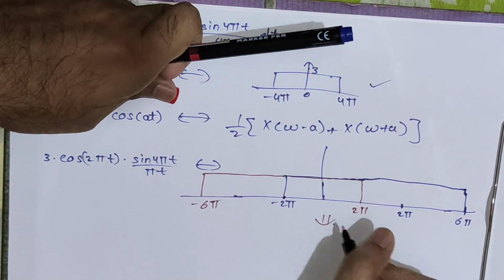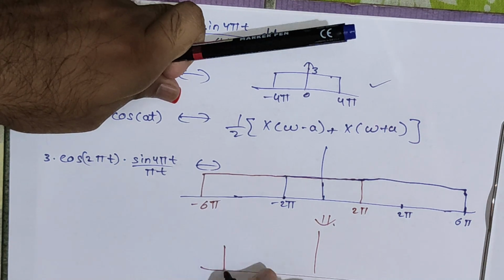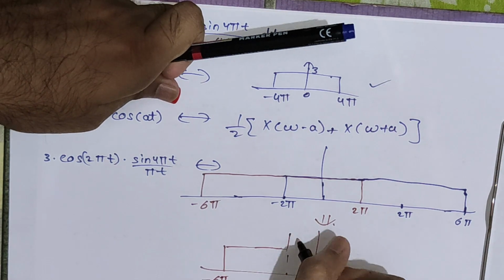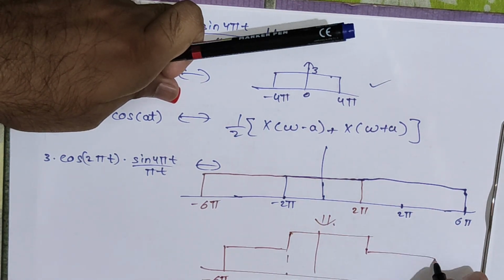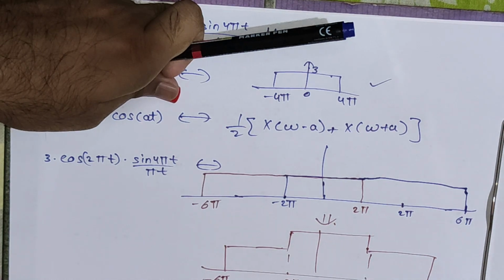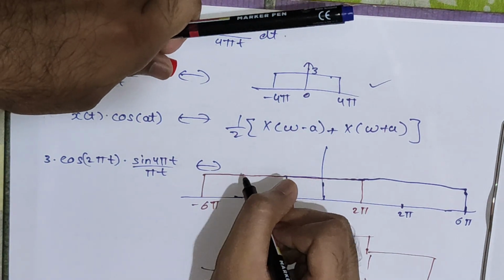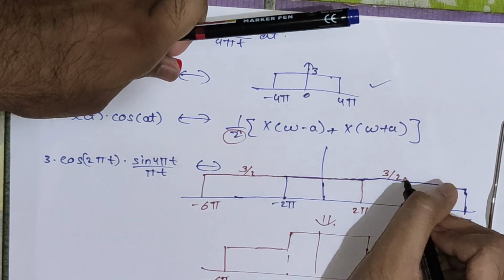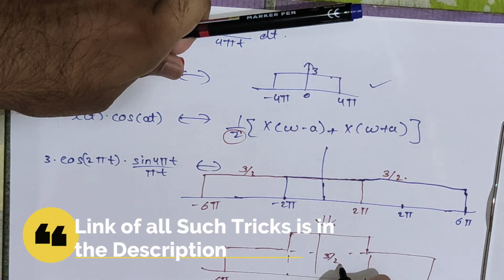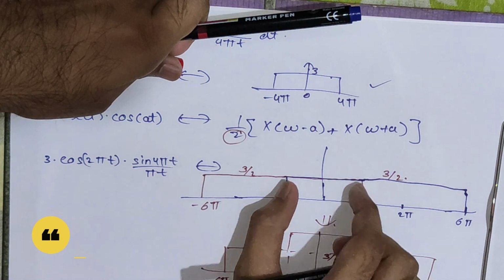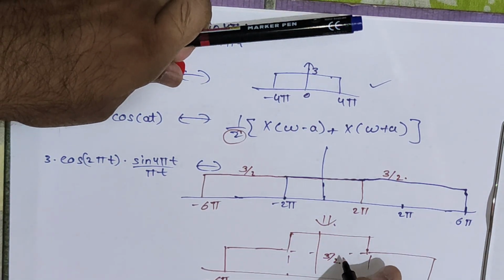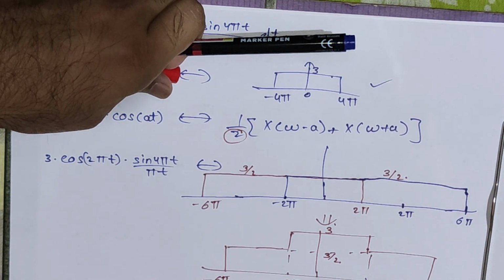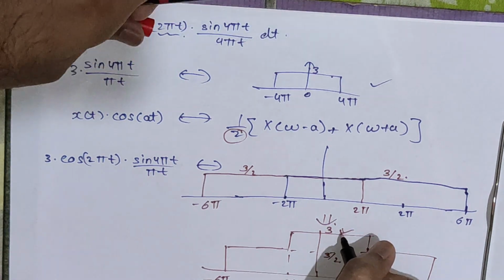If you add these two rectangular functions, you get the function from minus 6π to minus 2π, and from 2π to 6π. Here the magnitude of these rectangular pulses was 3 by 2, because the magnitude is getting divided by 2, and here also 3 by 2. So this is the level at 3 by 2, and at this instant the rectangular functions are getting added. So we add 3 by 2 plus 3 by 2, which is 3, right? So the value of the Fourier transform at omega equals 0 is 3. So the answer of this question is 3.